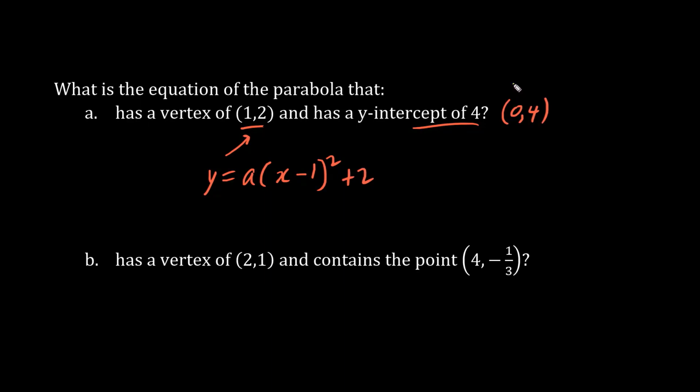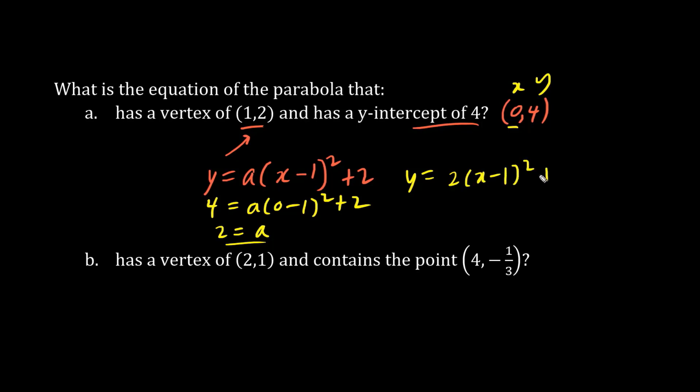We now substitute the xy values. y is 4 and the x value is 0. Negative 1 times negative 1 squared is 1. So we just have a here. And 4 minus 2 is 2. Thus a is 2. So the equation is y equals 2 times x minus 1 squared plus 2.